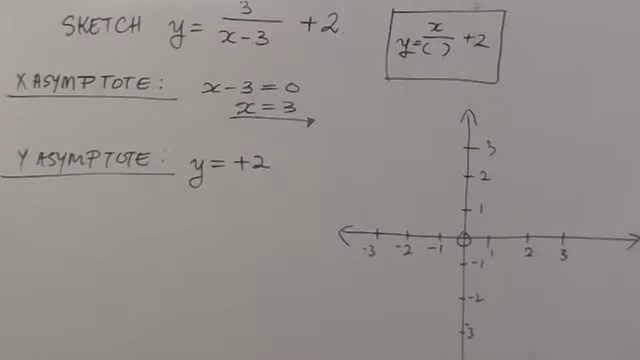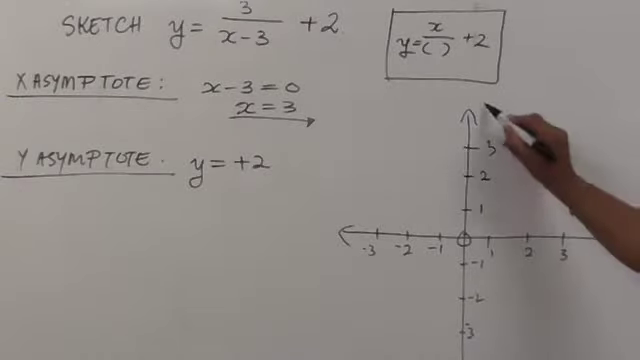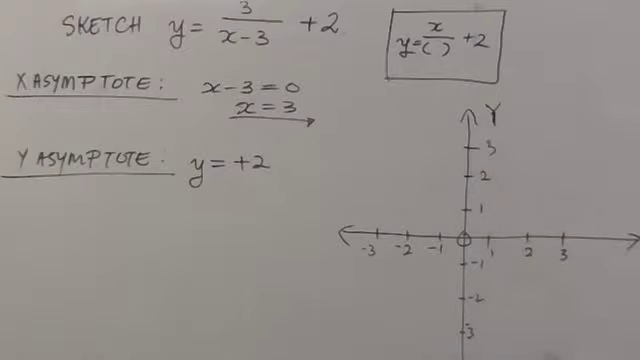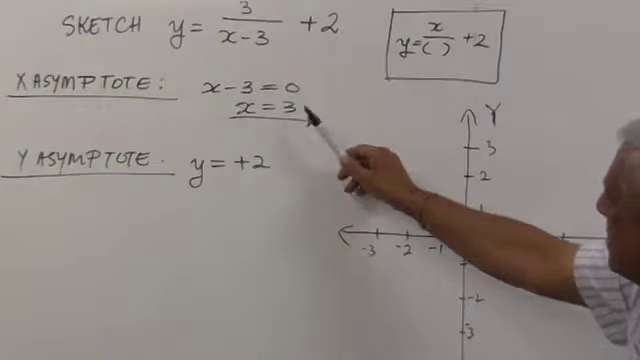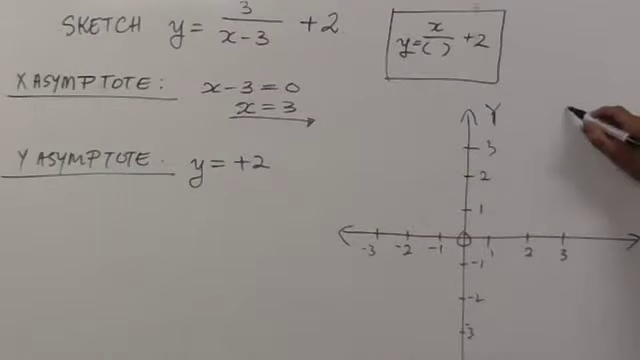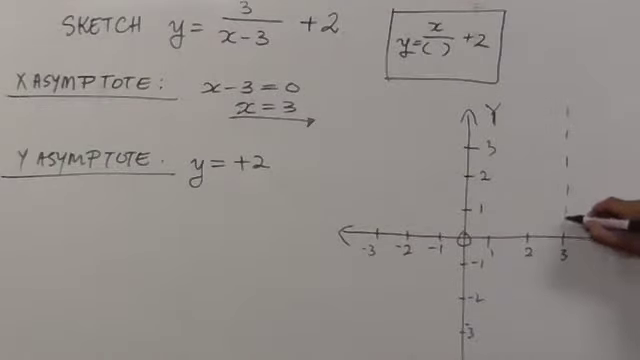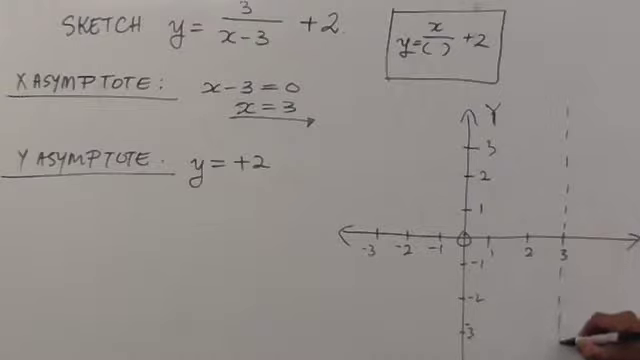Now, the asymptote x is equal to 3. So there's your x-axis here, and there's your y-axis. Now be careful, this is a special graph. From your straight lines, you know x is equal to 3 is a vertical line, so there's the asymptote. So you draw the asymptote first.